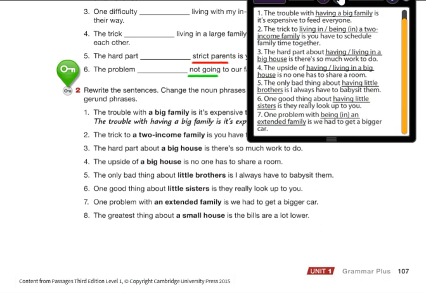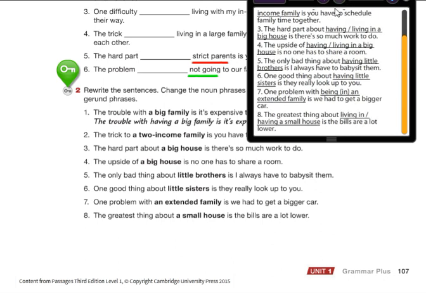And then number 7, one problem with being in an extended family is we have to get a bigger car. And the last one, the greatest thing about living in or having a small house is the bills are a lot lower. So here you have the answers, guys.